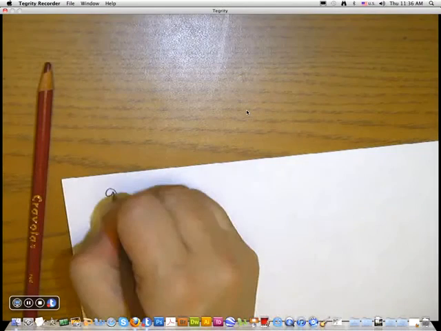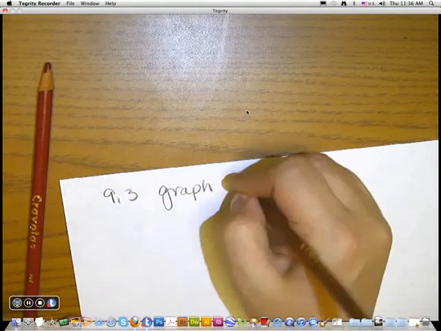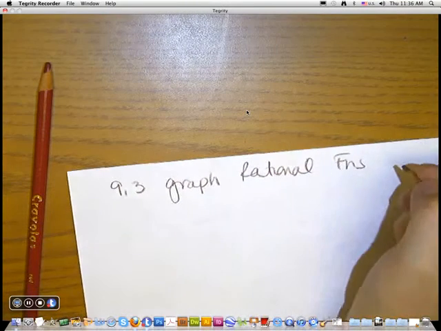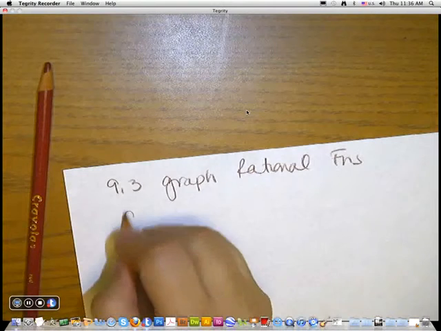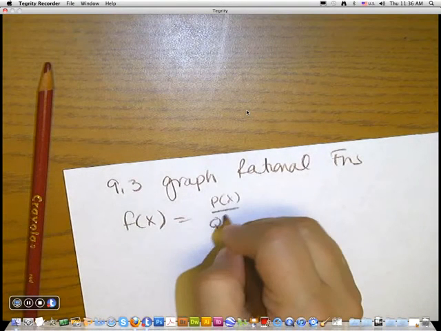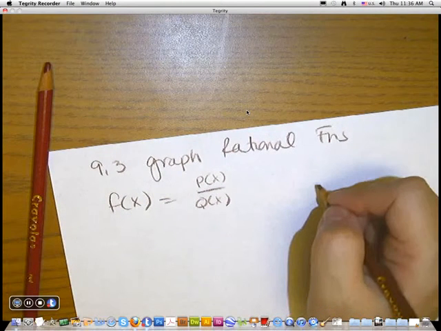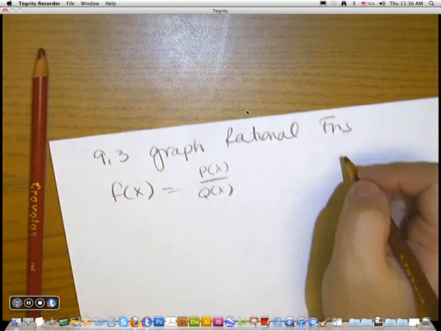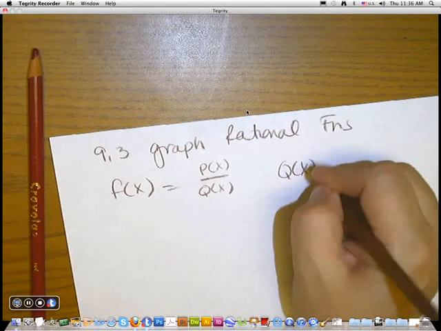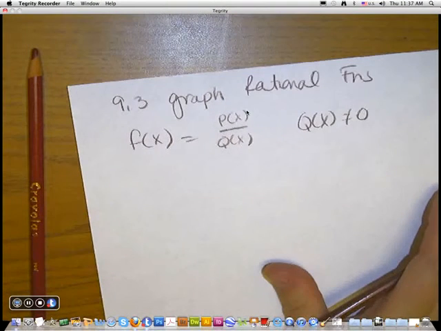Okay, 9.3. We're going to graph rational functions still. However, this time our P of X and our Q of X can be anything. They may not be linear, because yesterday when we talked about them, they were linear. The only thing that has to be true is that Q of X cannot be 0, because otherwise you don't have a denominator, and that can't happen.